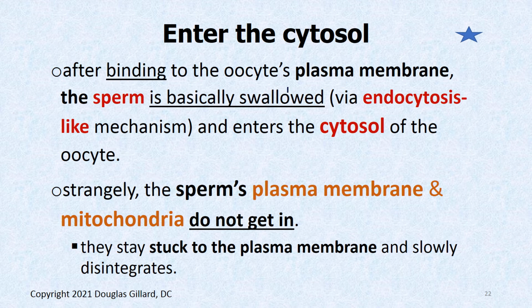But after binding, the oocyte's plasma membrane basically swallows it. How does it get in there? It's via an endocytosis-like process, but it's really weird. The sperm's plasma membrane doesn't go inside the oocyte. So that's another good easy board question. It's kind of the guts of the sperm that go into the oocyte. The plasma membrane doesn't. It's stuck on the outside.